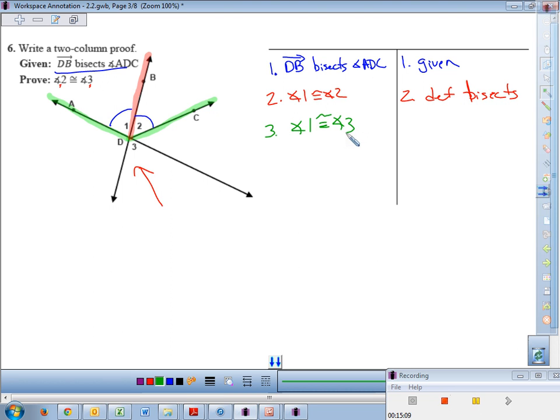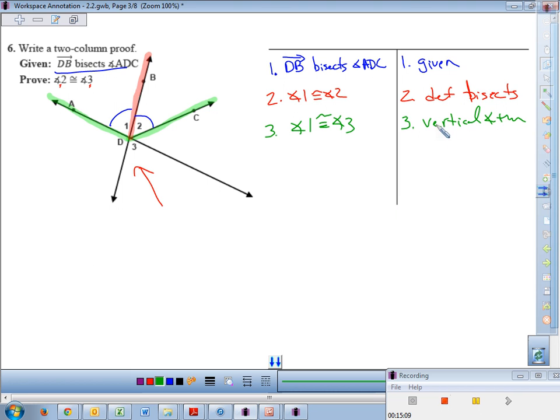Could you say angle 3 is congruent to angle 1? Could you switch them around? That means nothing. It's all good in the neighborhood, right? That's the symmetric property of congruence, which says it makes no difference. What was the reason for this? Why was angle 1 the same as the angle 3? They're vertical angles. So vertical angle theorem.